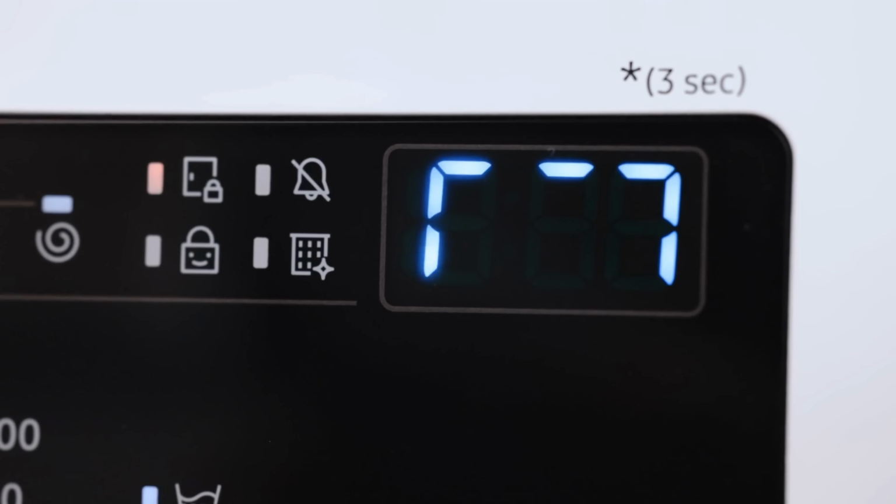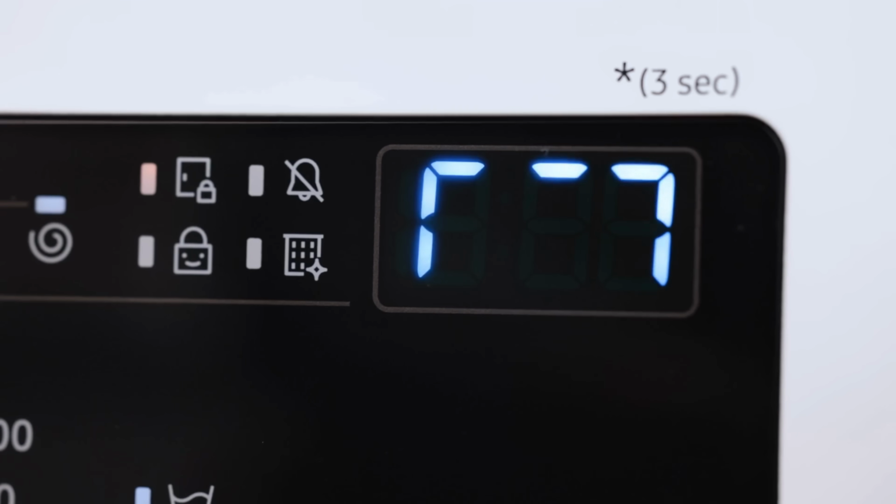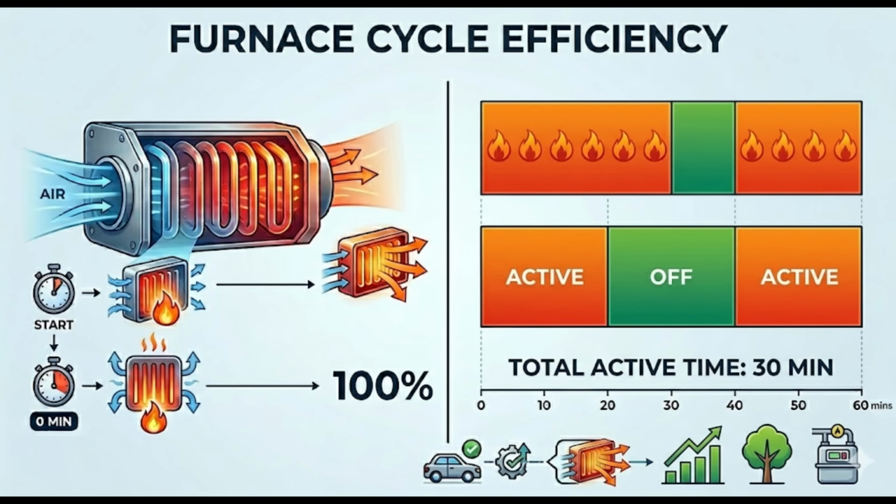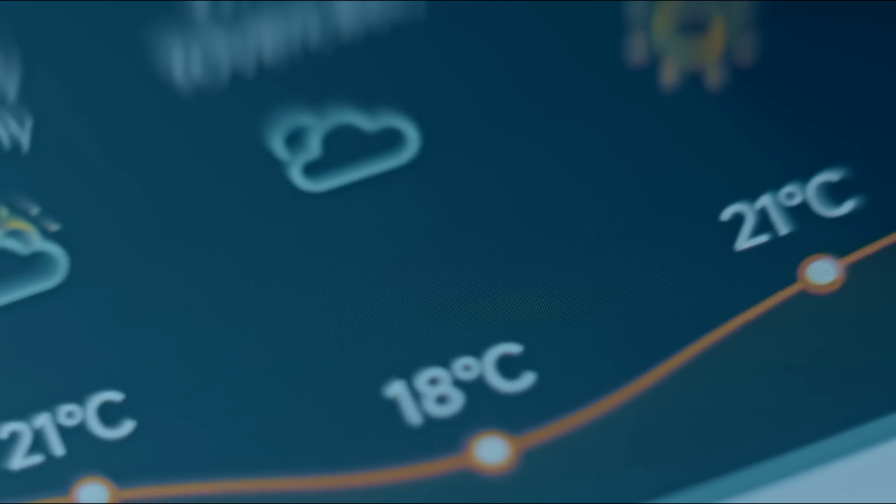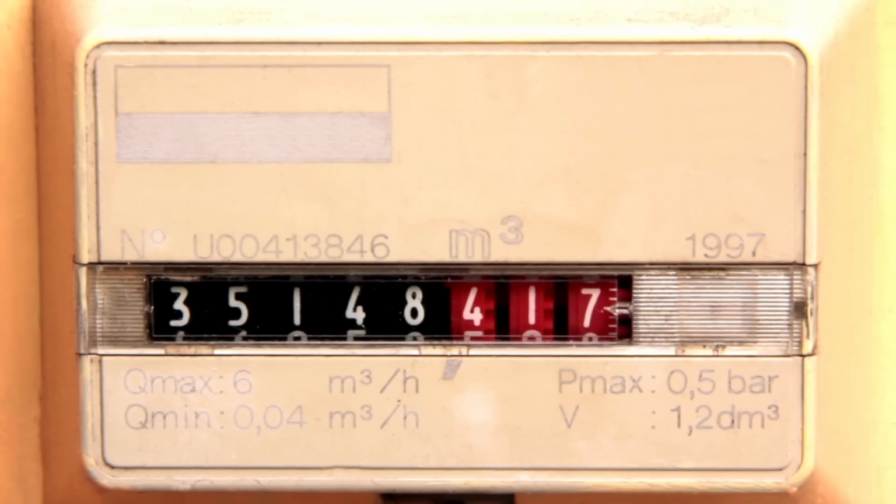For a high-efficiency gas furnace, you want this at 3, or even 2. This allows the heat exchanger to reach its peak thermal efficiency and stay there. Your furnace will run half as often for twice as long. You won't feel the temperature swing, but your gas meter will certainly see the difference.